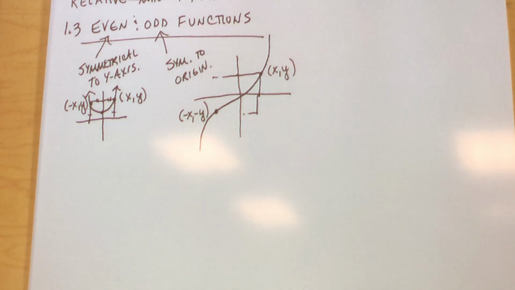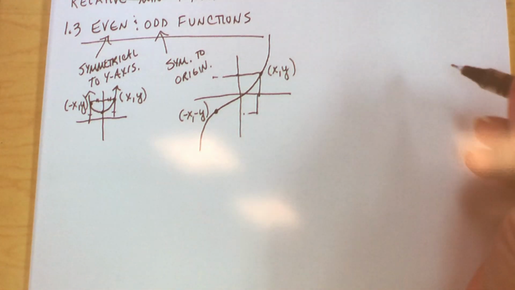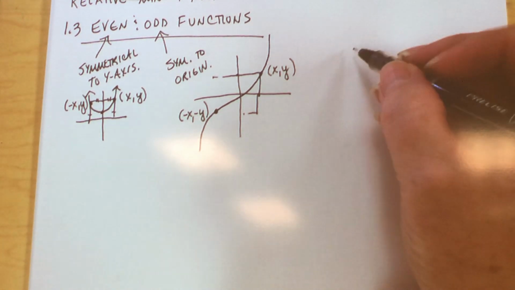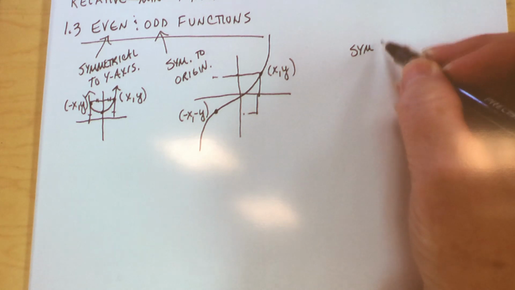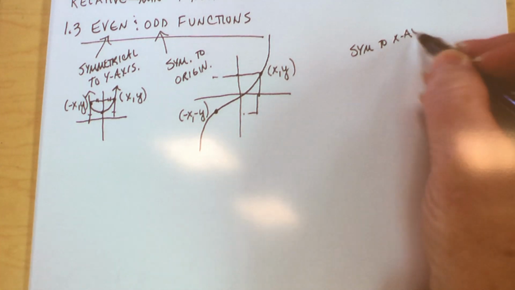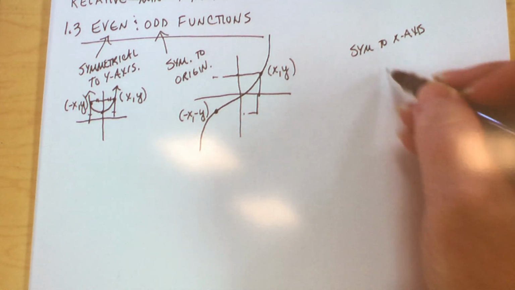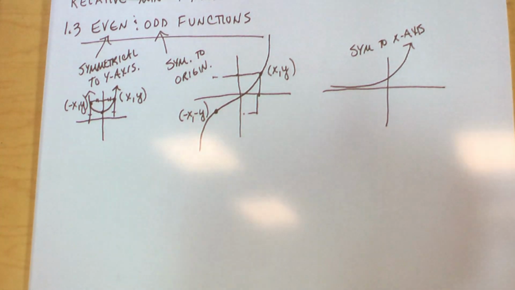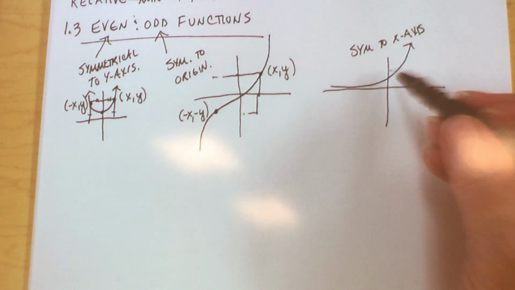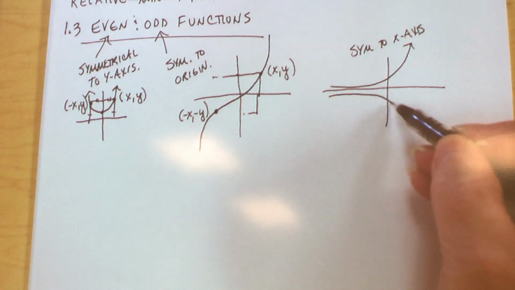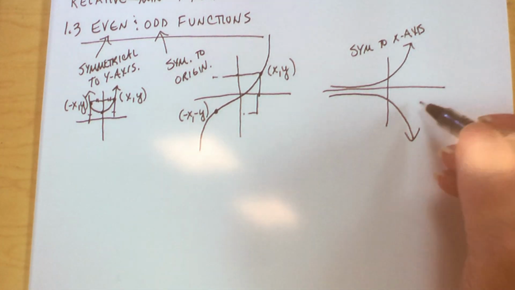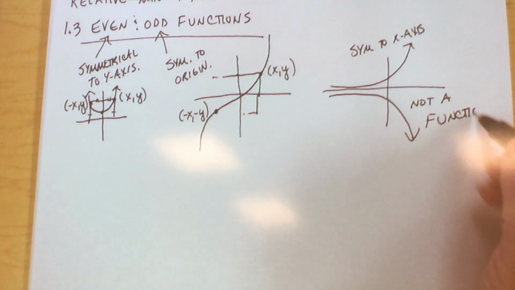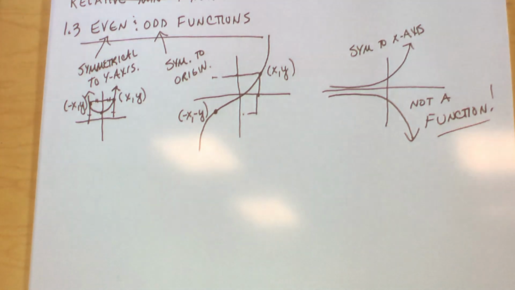So some kids want to know, how come it can't be symmetrical to the x-axis? Does anybody know why? It's not a function. Yeah, it's not a function. Let's say you have this guy right here, and if he were symmetrical to the x-axis, he would also flip down like this. Is this a function? No. So that's why we're not talking about that, okay? He is not a function.